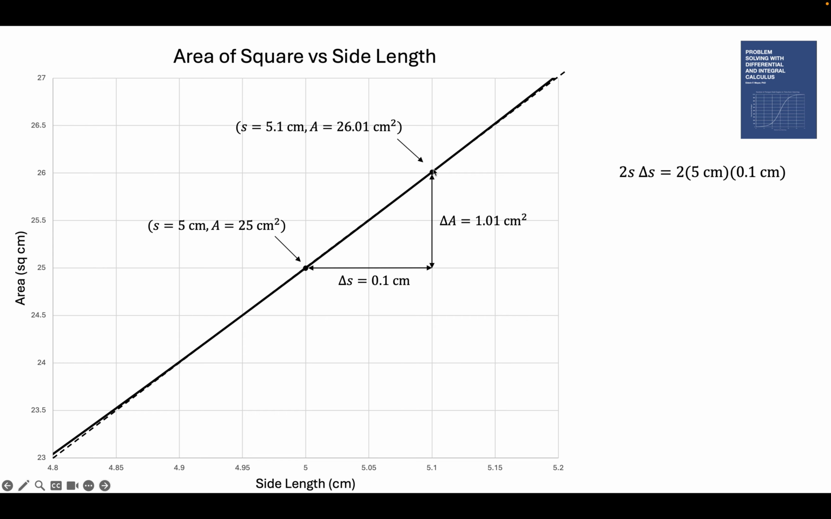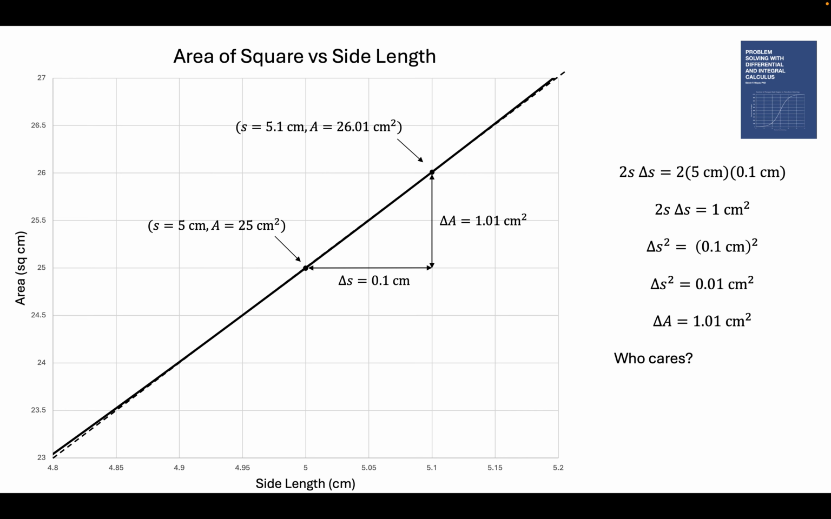And we can do some math. There's the linear contribution, 2S delta S. That's 1 square centimeter. And delta S, which is 0.1, we square that and we get 0.01 square centimeters. So the total delta A is 1 square centimeter plus 0.01 square centimeters. Almost all from the linear.